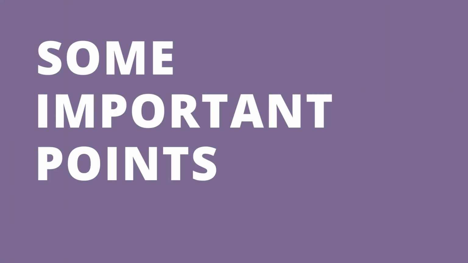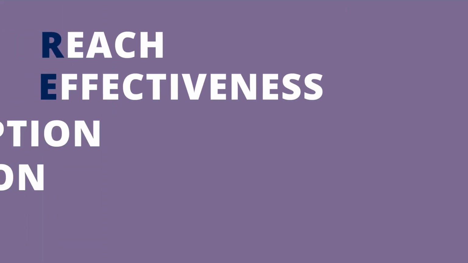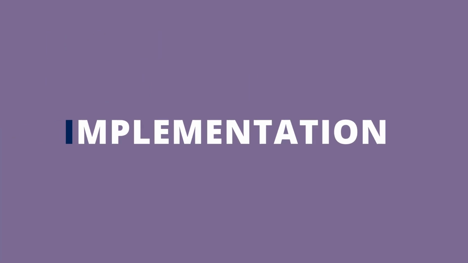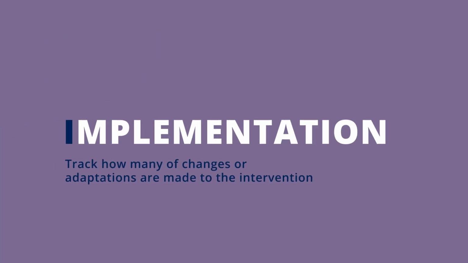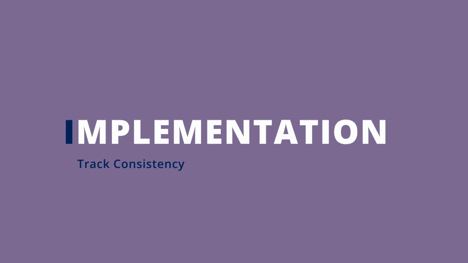Some important points about RE-AIM. As you may have noticed, there is no one way to define each of the letters in RE-AIM. Each project is different, and so how you define RE-AIM will also differ. Also, each letter can have multiple types of definitions. For example, for I, implementation, sometimes you may want to track how many changes or adaptations are made to the intervention. Other times, you may want to track the consistency of implementation.